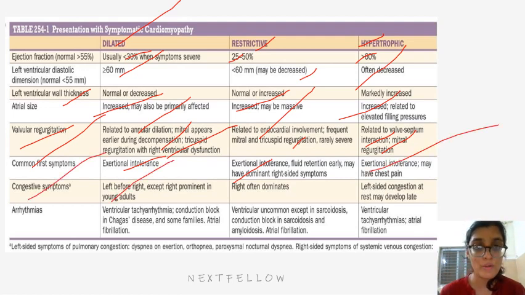Congestive symptoms, left before right except right predominant in young adults, and in the restrictive it is right, often dominates, right side failure, and in hypertrophic it is always left sided congestion at rest, may develop later. Arrhythmias: ventricular tachyarrhythmias, conduction block in Chagas disease, in some families atrial fibrillation in case of dilated. Restrictive is ventricular, common except in sarcoidosis, conduction block and atrial fibrillation. And again, hypertrophic is ventricular tachyarrhythmias and atrial fibrillation.